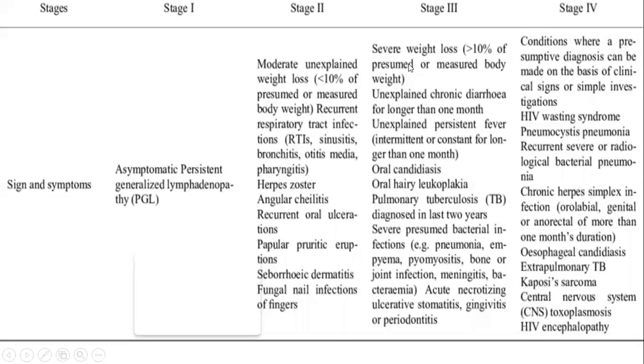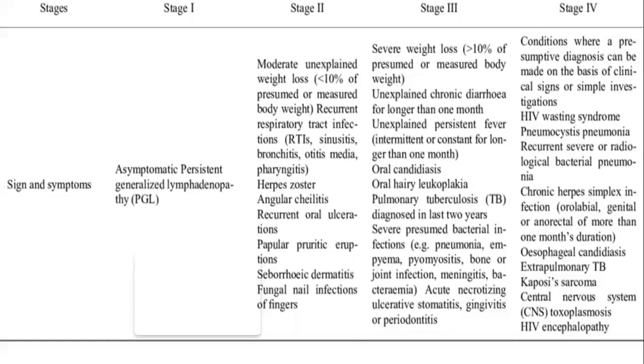When you go to stage 3 and stage 4, it is even more important. Where stage 1 and stage 2 are called the early stage of infection, stage 3 and stage 4 are advanced. So you can have weight loss. More than 10% weight loss comes under stage 3. Chronic diarrhea is stage 3. Chronic fever is stage 3. Oral candidiasis, tuberculosis, oral hairy leukoplakia, and severe bacterial infections are stage 3.